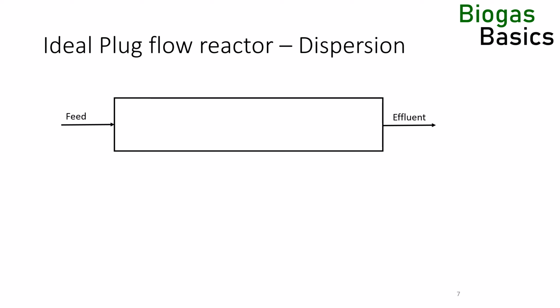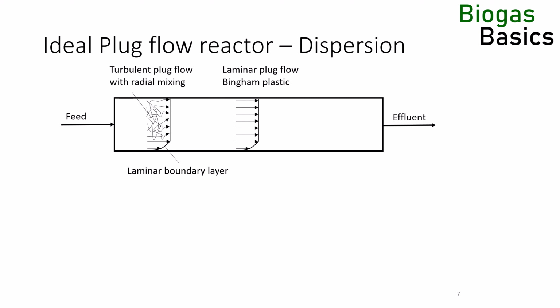There are 2 ways to achieve a plug flow. The first one is turbulent flow. This is characterized by a small laminar boundary layer and a large bulk of the fluid with intense radial movement and uniform axial velocity. Classical plug flow reactors in chemical reaction engineering are operated that way. The second way is laminar flow of a fluid with a yield stress, for example a Bingham fluid. But this is only a theoretical case. I will briefly discuss laminar Bingham fluids later.